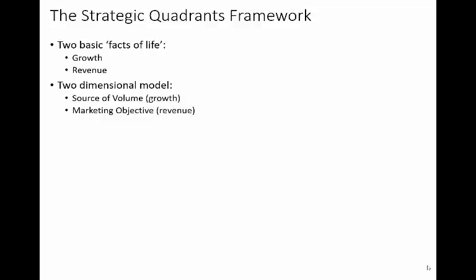And in fact, those two variables are the focus of the strategic quadrants framework. One, we look at where can we get volume, where can we grow, or where can we generate demand from? And two, what is our primary marketing objective as we seek to earn revenues? So we're looking at two key variables, growth and revenue.